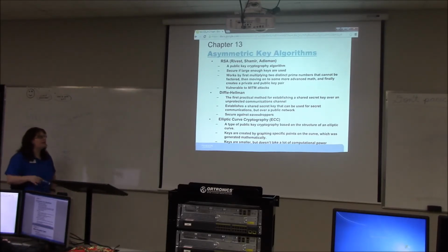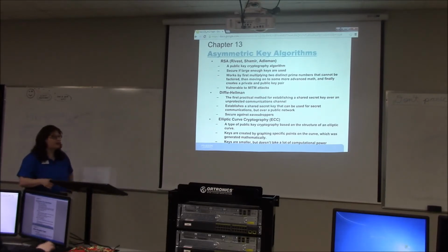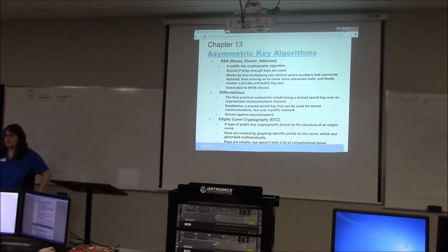But what's different about elliptic curve cryptography? Now again, I'm not a mathematician, and I will never claim to be. In fact, I'm really pretty bad at math. The keys are generated by graphing a point on a curve.